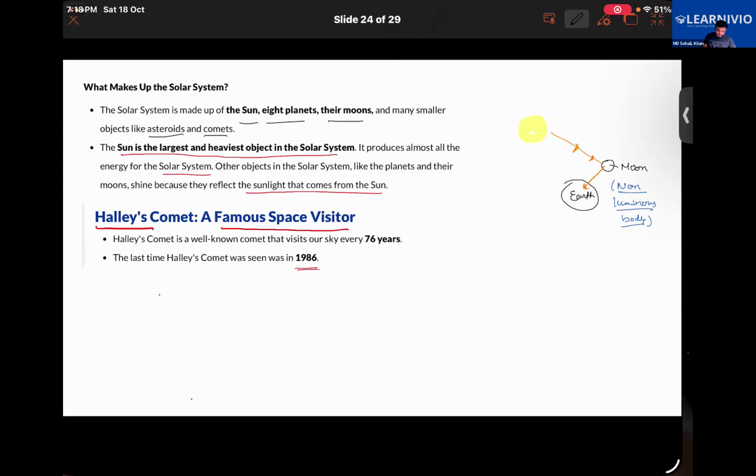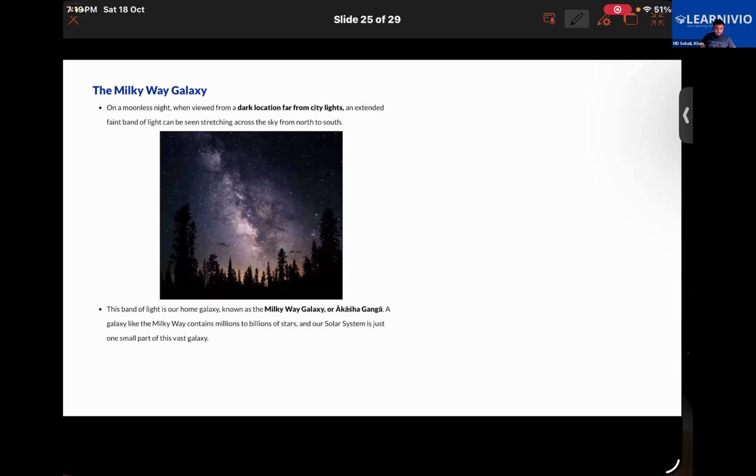Okay, now, next, it will be typically visible during 2061 to 2062. Right at that time, Halley's comet may be seen once again. I hope that much is clear so far.